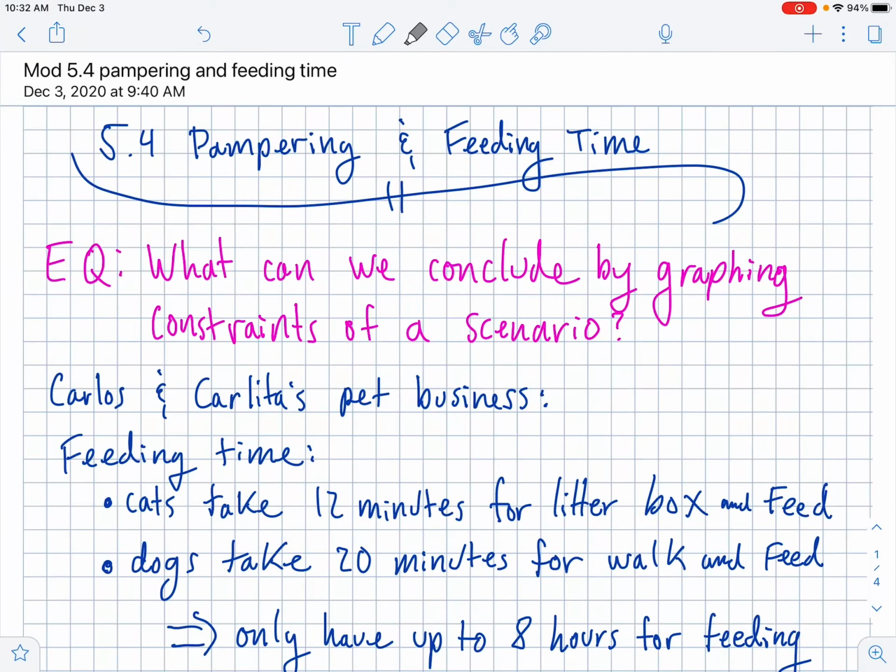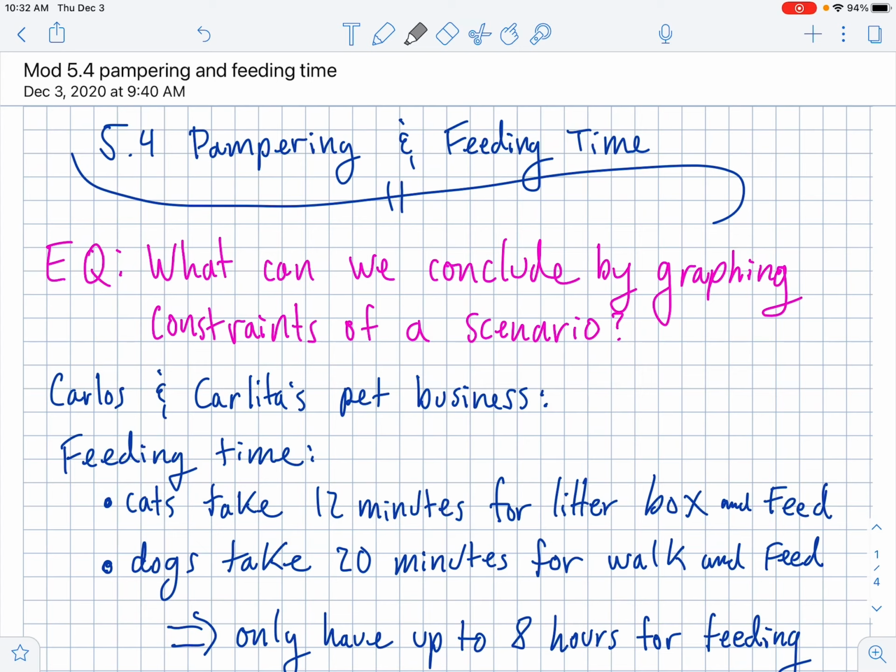All right, you guys, we are back with 5.4, Pampering and Feeding Time. For today's lesson, we're still talking about Carlos and Carlita and their pet sitting business. Today's essential question is, what can we conclude by graphing constraints of a scenario?